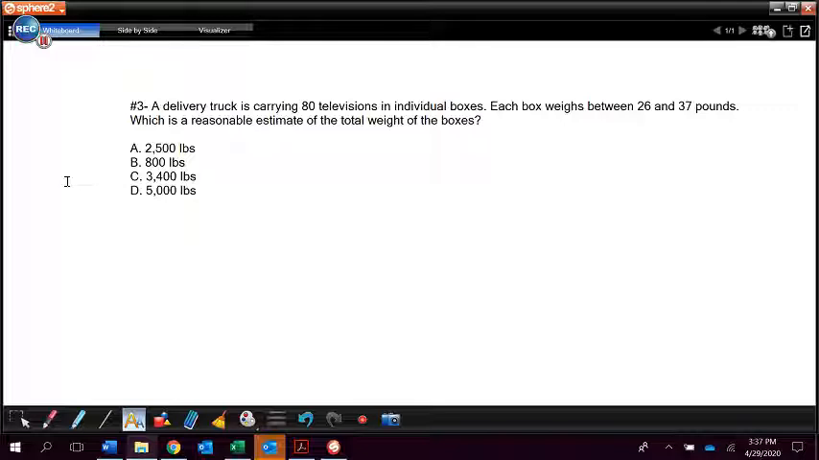All right, this is going to be the last problem we're going to work on today before you guys continue with your assignment. So problem number 3, make sure you write it down. A delivery truck is carrying 80 televisions in individual boxes. Each box weighs between 26 and 37 pounds. Which is a reasonable estimate of the total weight of the boxes? And then you have your answer choices, A, B, C, and D. Go ahead and write the problem down, and then we will continue.